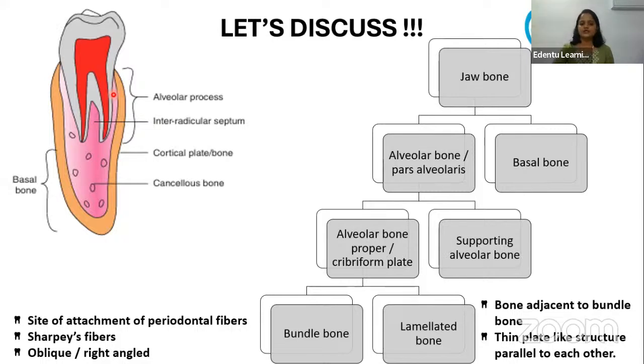So this is the bundle bone that is present just adjacent to the periodontal ligament, where you can see the attachment of the periodontal fibers. Then you have the lamellated bone. Lamellated bone means the bone that is adjacent to the bundle bone. It is like a thin plate-like structure arranged parallel to each other. That is about the lamellated bone.